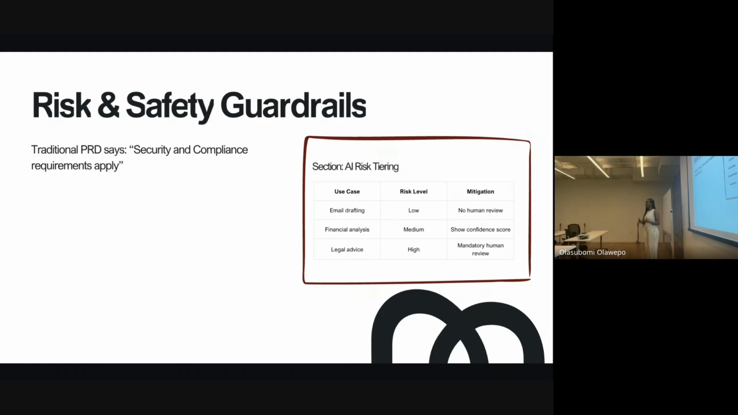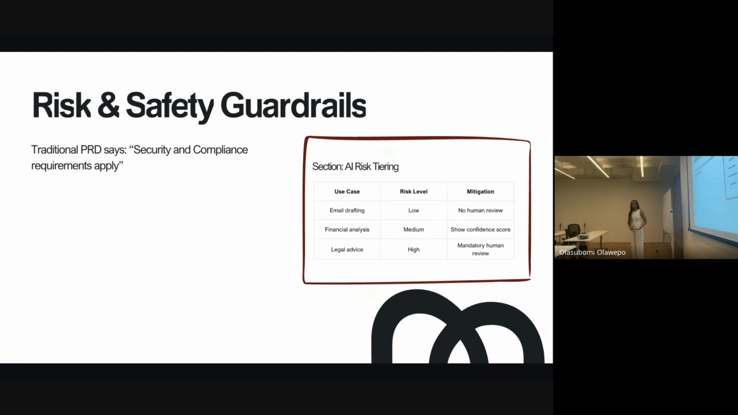So think about each feature I'm building. Let's say I'm building a feature that's going to just draft an email. It's okay, it'll be fine. It's nothing crazy as long as we're not leaking private information, so we don't need a human review. But if it's financial analysis, it's like, okay, that's money. So we have to be careful.